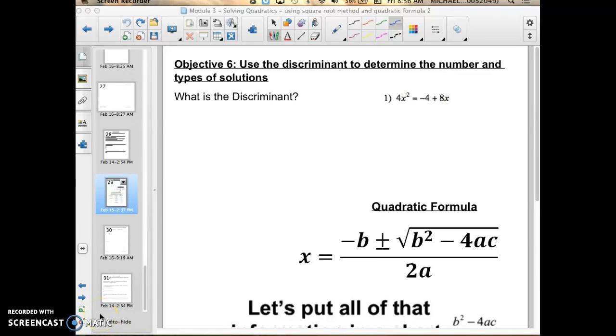Objective 6: use the discriminant to determine the number and types of solutions that exist when you're going to solve a quadratic equation. So up until now, we've used a variety of different ways. We've solved by 3 different forms of factoring, we've solved by taking the square root, and then we've solved by the quadratic formula. Now we're going to examine the discriminant that exists within the quadratic formula, and that helps us to predict how many solutions we're going to have and what kind of solutions we're going to have.